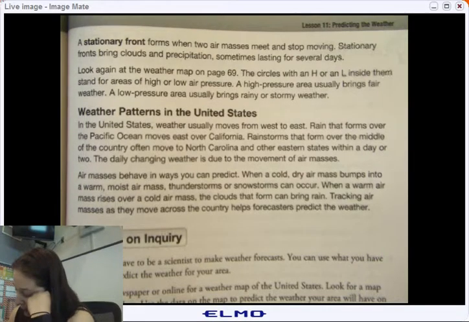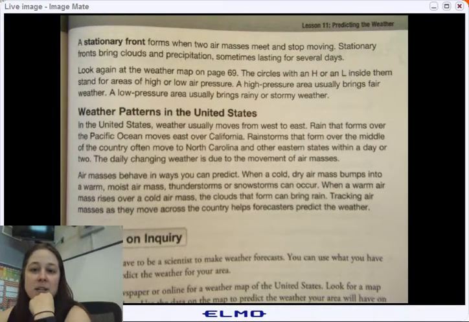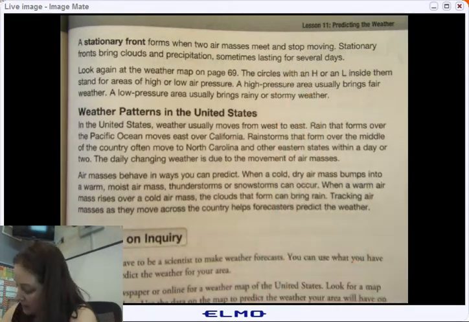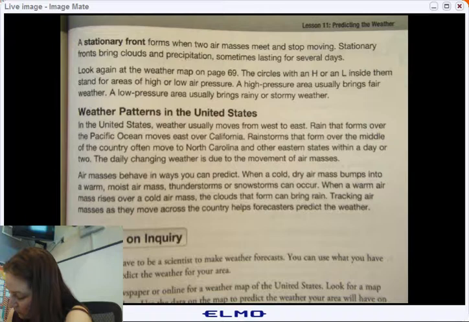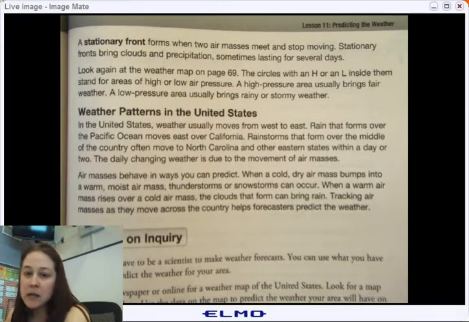So let's look at our packet. When two air masses meet and blank moving. When two air masses meet, what do they do? They stop moving. Stationary fronts form, bringing clouds and precipitation that can last for several days.